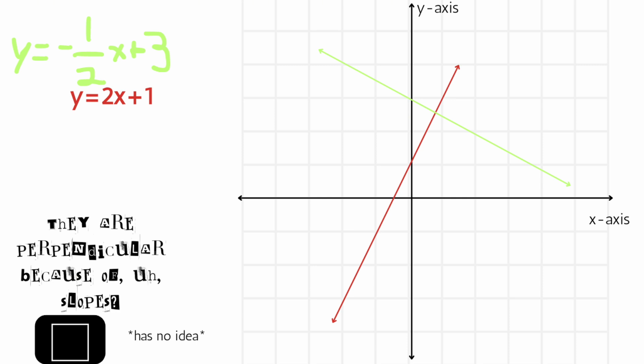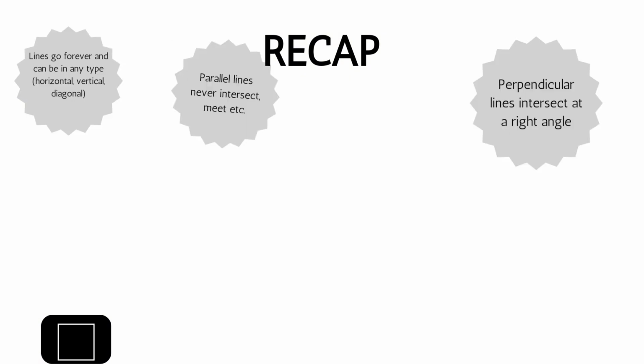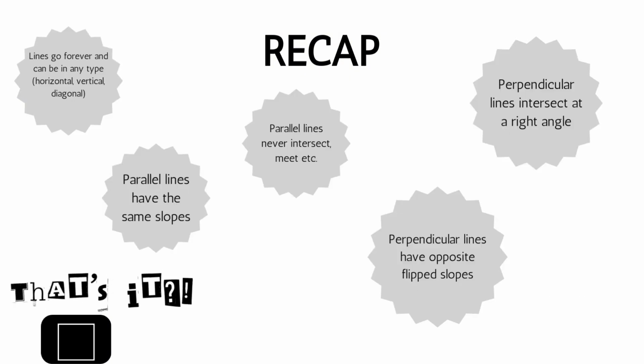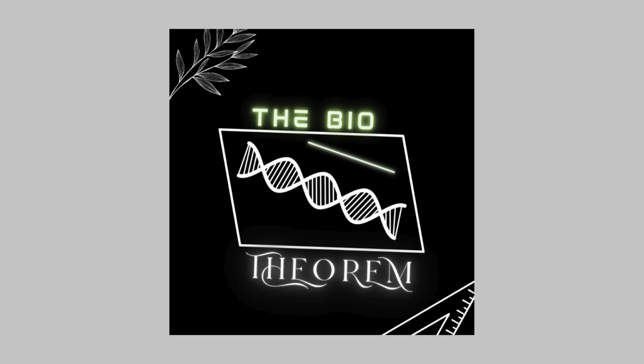That will be in our video on linear lines and the slope formula, and others. Darn it. Here is a quick recap on our lesson. So, lines go forever and can be in any type like horizontal, vertical, diagonal. Parallel lines have the same slopes and they never intersect, meet, whatever you want to say it as. Perpendicular lines have opposite flipped reciprocals and they make a right angle.